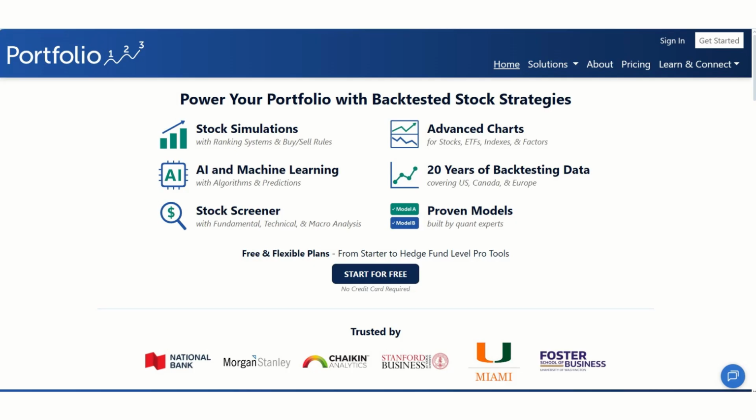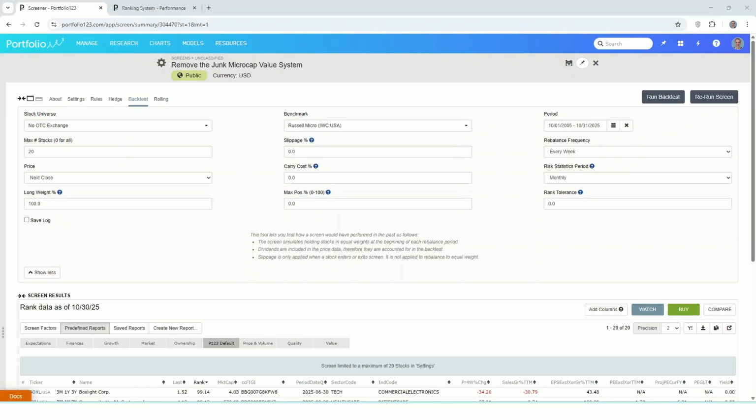Now, the platform that I've been using since 2011 is Portfolio 123, and it is amazing. No coding, fact-check data. It's a toolkit that's usually reserved for hedge funds.